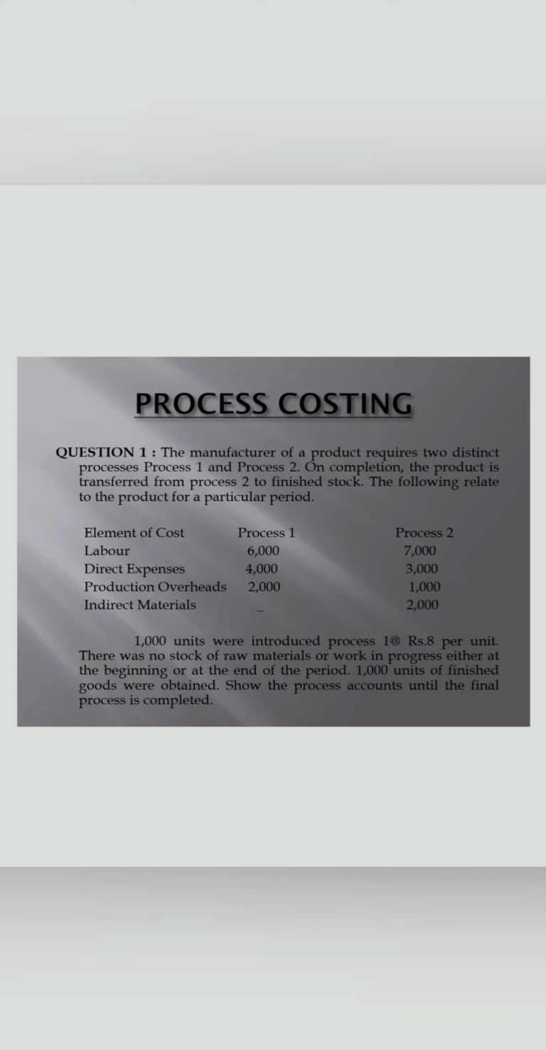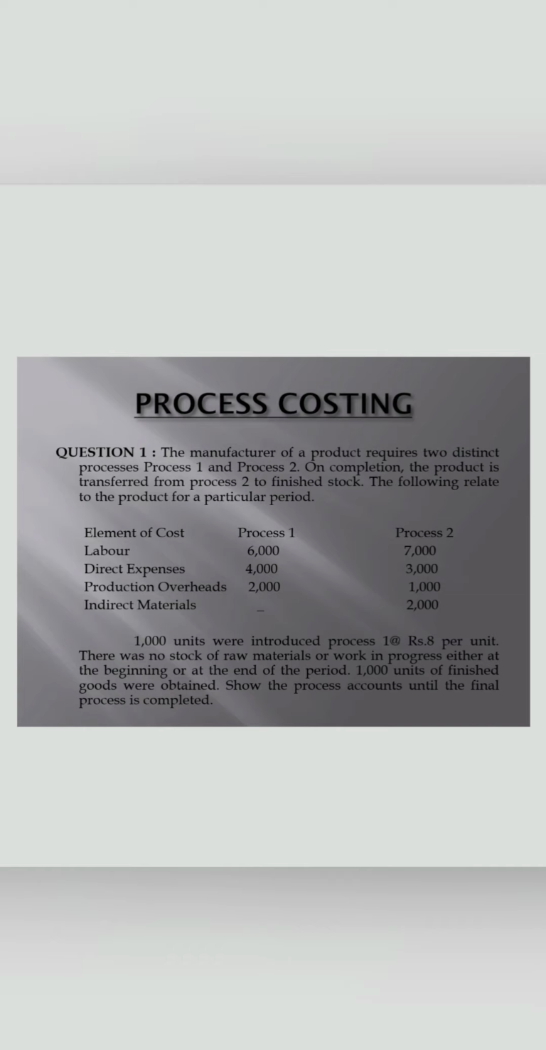The manufacturer of a product requires two distinct processes, process 1 and process 2. On completion, the product is transferred from process 2 to finished stock. The following relates to the product for a particular period. Elements of cost, and we have process 1 and process 2. Labor, process 1 6,000, process 2 7,000. Direct expenses, process 1 4,000, process 2 3,000. Production overheads, process 1 2,000, process 2 1,000. And indirect materials for process 2 it's 2,000.